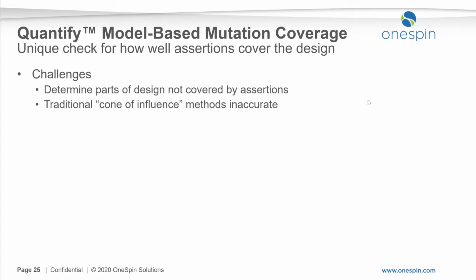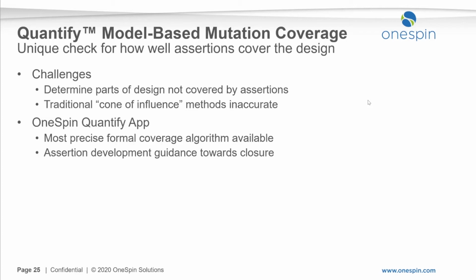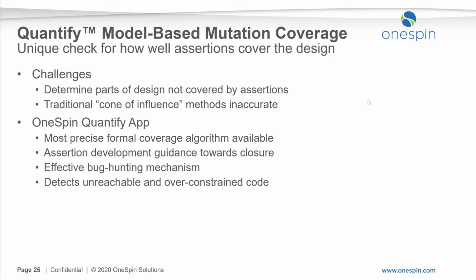And this is where traditional cone of influence methods are very inaccurate. And with the OneSpin Quantify app, we provide a very precise coverage algorithm, and we also guide your assertion development towards closure. You can also use it effectively as a bug hunting mechanism, and you can use it to detect unreachable and over-constrained code, which is extremely important.